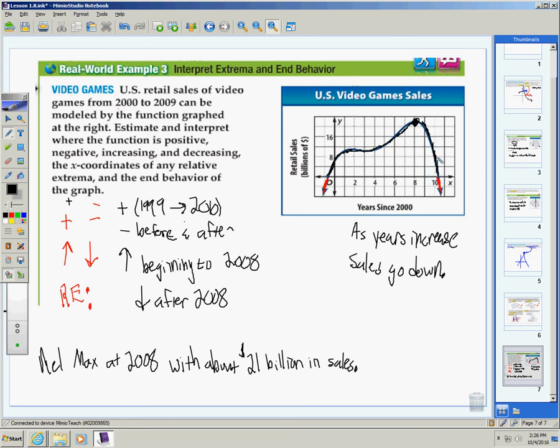And there's probably plenty of you that still play video games, and you would know video game sales have probably gone back up. But because we stopped at 2010, the end behavior looked like sales were just going to keep going down forever. And that's one thing I want you to be cautious with end behavior. Just because it looks like it on a graph does not mean it's necessarily true. It's just true for the data that we have so far.